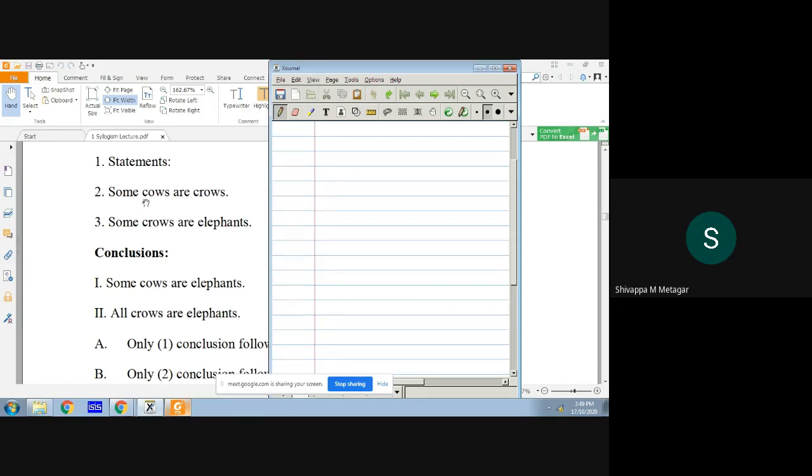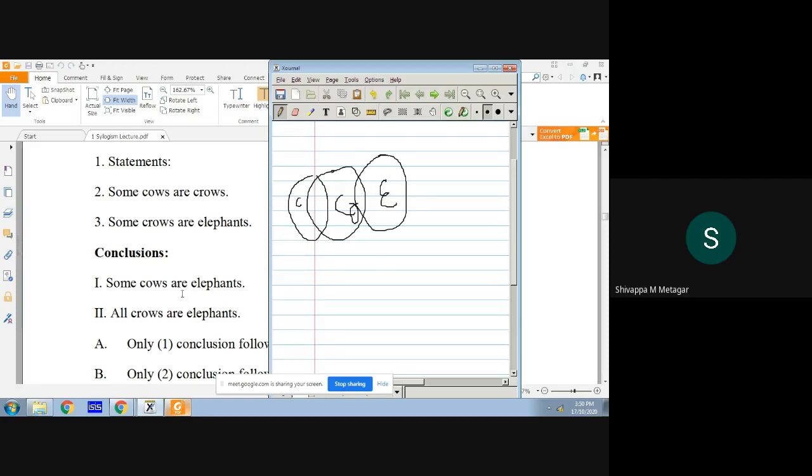Okay, statement 1: some cows are crows and some crows are elephants. You can draw the Venn diagram. Some cows are crows. Here is the cow part, some crows are cows, and then crow. Okay, and the second statement they have given: some crows are elephants.